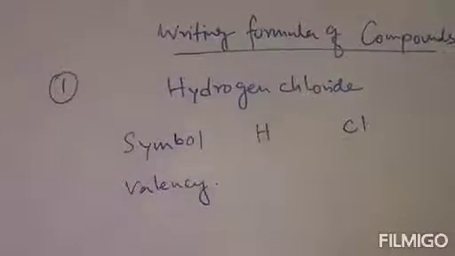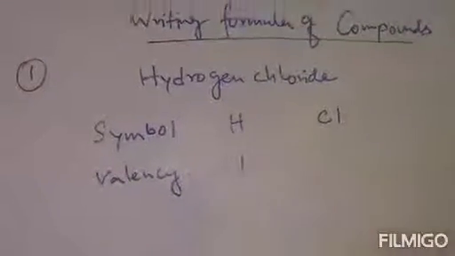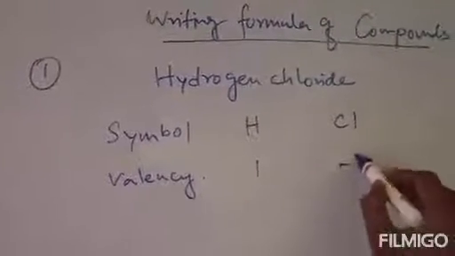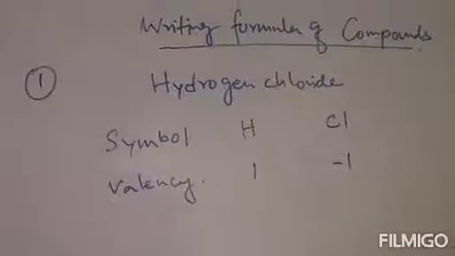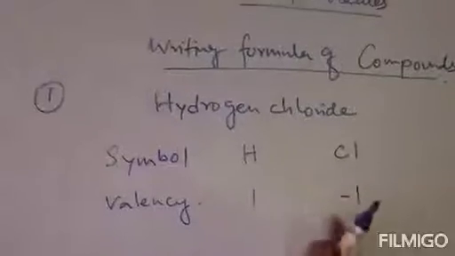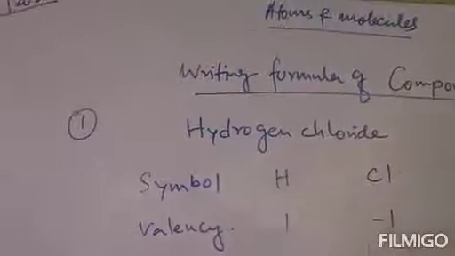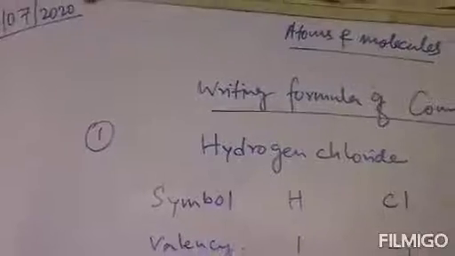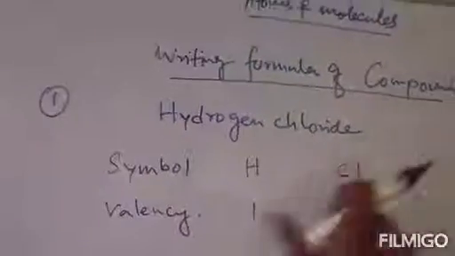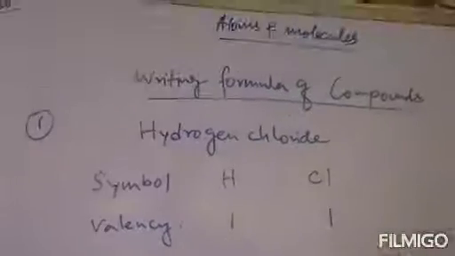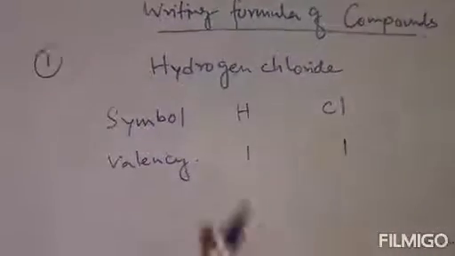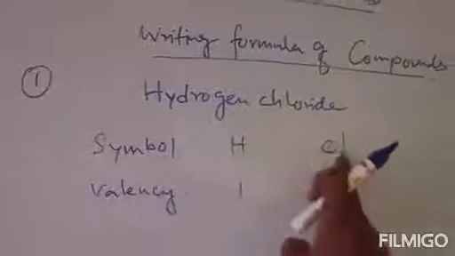Now the valency of hydrogen is +1 and the valency of Cl will be -1. Clear. Now plus and minus actually show if it is a cation or an anion. If it is plus, then it is a cation, and if it is minus, it is an anion. So you can write plus and minus, or you can even ignore it. Now the symbol of hydrogen, and the symbol of chlorine is Cl.